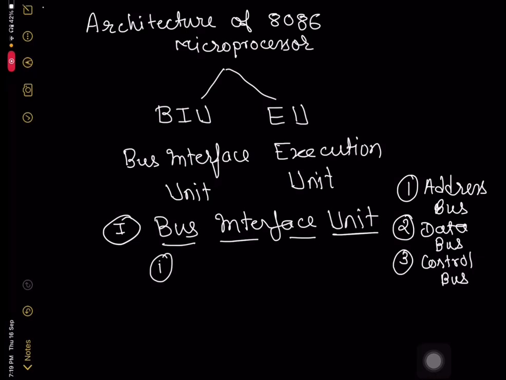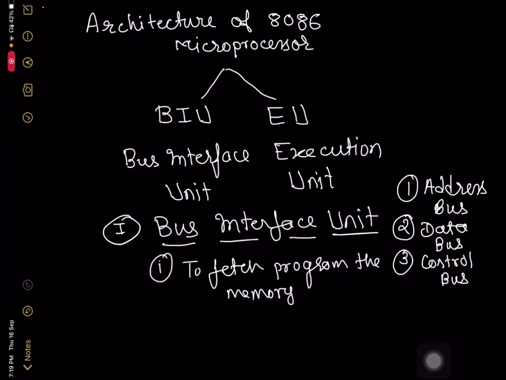First function is to fetch program from the memory. Now whatever program we write which is to be executed by the microprocessor, that program is written in the memory, and memory is a separate chip, processor is a separate chip. So that program has to be brought from memory into the microprocessor for execution.